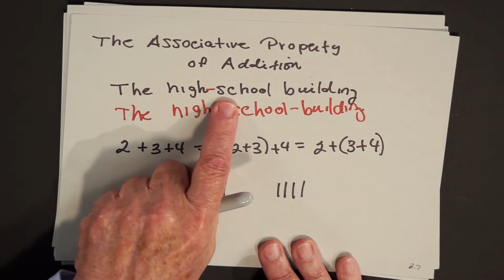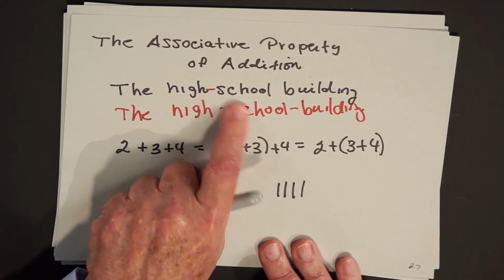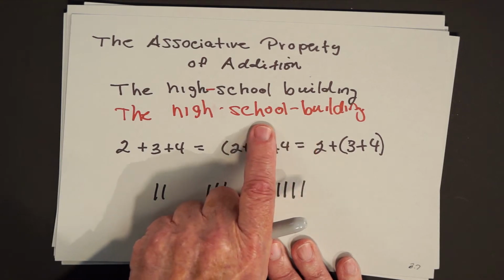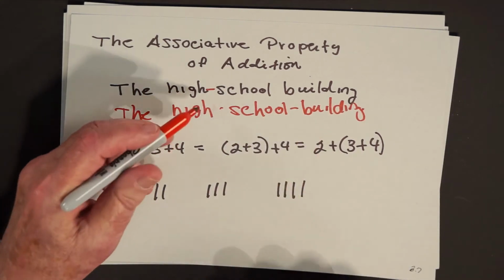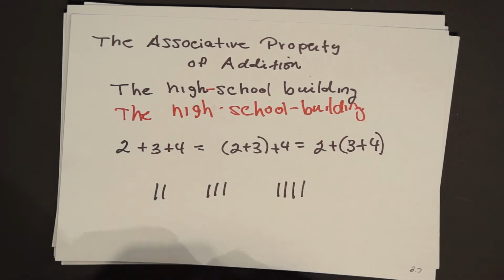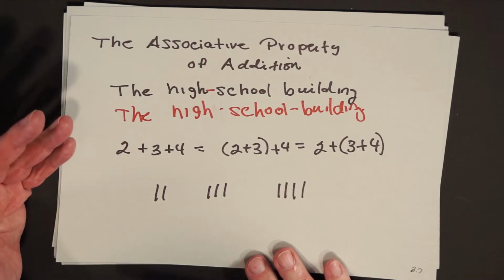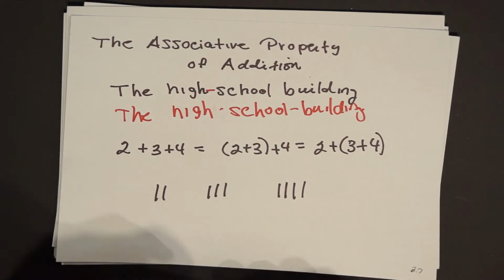See, by putting the hyphen here, high school becomes one word. Putting the hyphen here, school building becomes one word. But without the hyphen, you can't tell which of the two is being referred to. So the same thing might happen in math.